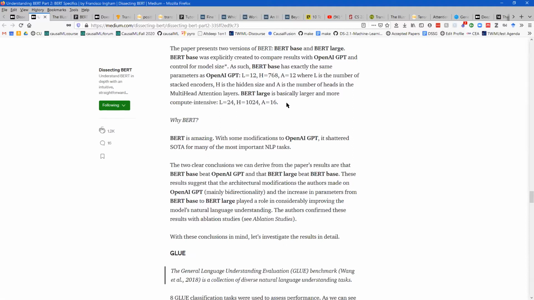I think in the transformer they did 8. Yeah, but I think when they did the BERT, they were comparing with the GPT. Yes. So BERT and GPT should match. Yes. So BERT base is designed to match GPT, so they could actually do a head-to-head comparison.